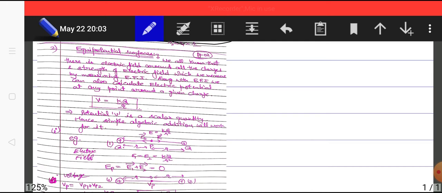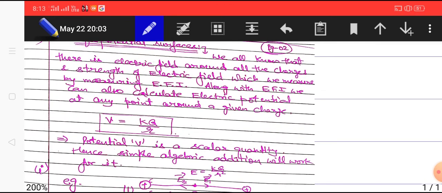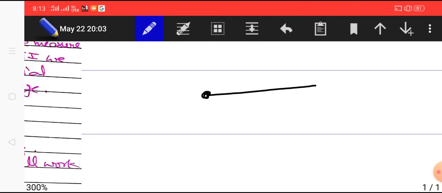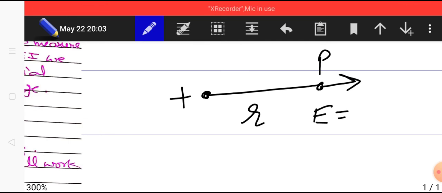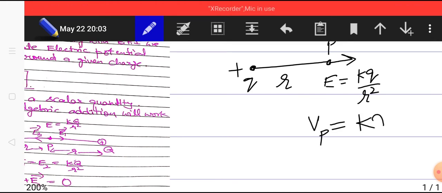Equipotential surfaces. We all know that there is an electric field around all charges, and the strength of the electric field we measure by electric field intensity. Along with electric field intensity, we can also calculate electric potential at any point around a given charge. If we have a charge Q, then at r distance at point P, if this is a positive charge, the electric field intensity strength E is kQ by r square. Also, the potential at point P, Vp, is equal to kQ by r.